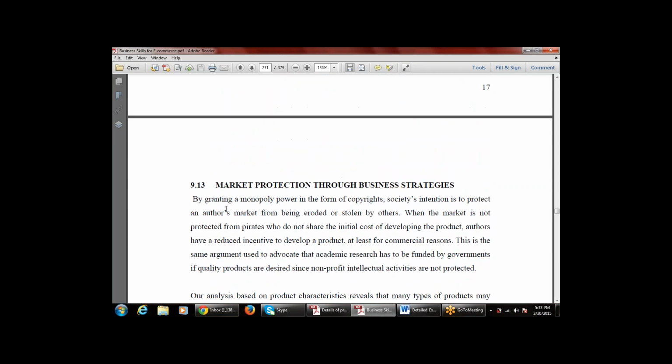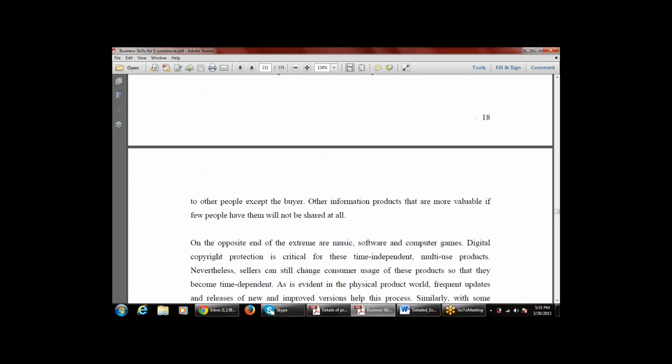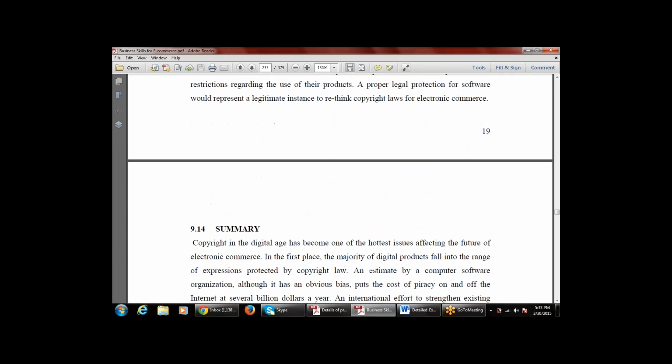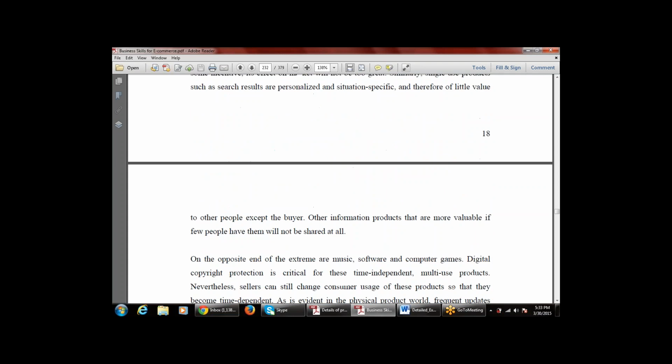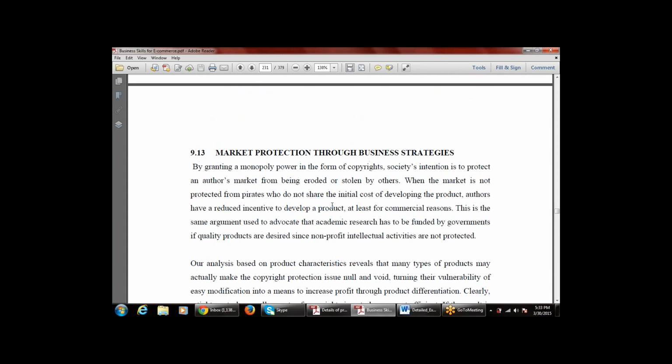Then the next topic is market protection through business strategies. So how do we get market protection through business strategies, or what is the market scenario? This says, by granting a monopoly power in the form of copyrights. That is, monopoly power means the single power in the form of copyright.